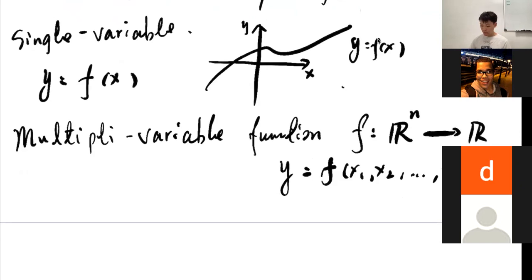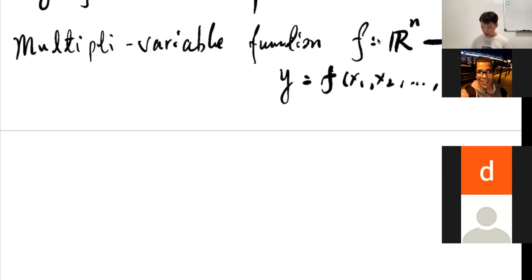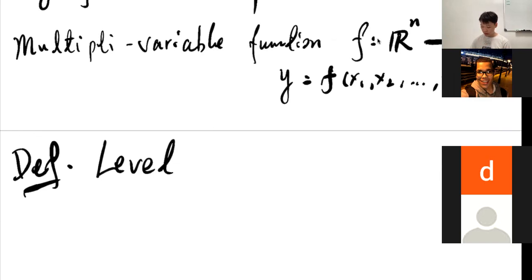And it's hard to come up with the function altogether, right? However, it's much easier to cut this function into pieces. How do we do that? We introduce a concept called level sets.